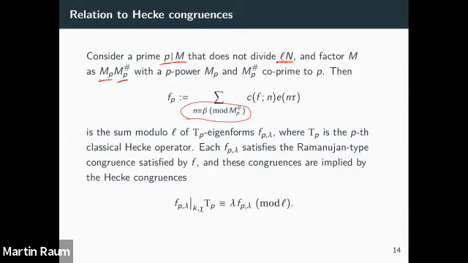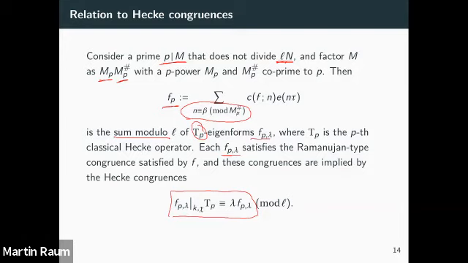So you have this F_P, basically the congruence isolated at the P part. And then this F_P is the sum modulo M of T_P Hecke operator eigenforms F_P,lambda, and this T_P actually in this associated Hecke congruence here, this one already implies the corresponding Ramanujan congruence. In particular, each F_P individually satisfies the Ramanujan-type congruence of F. And as you will see, actually more, because it automatically satisfies Ramanujan-type congruences with gap.